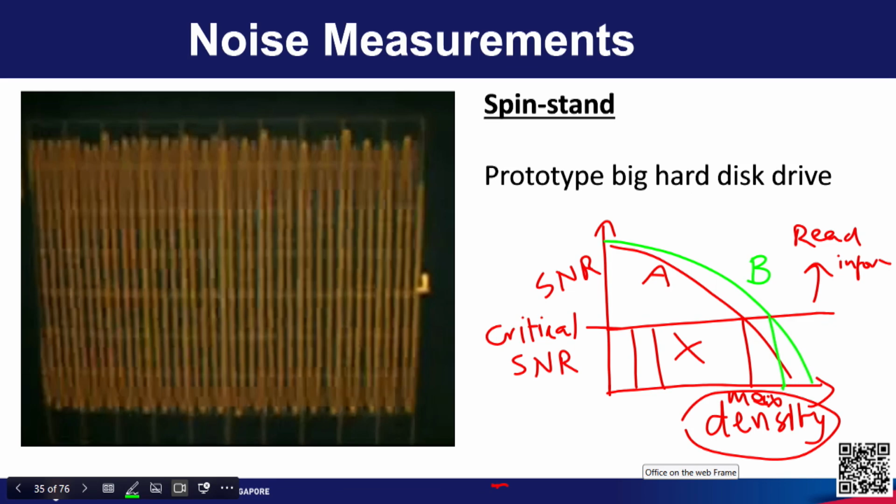So, which one will I choose, A or B? B, right? Because B helps you to store information at high density. So, people do measurements like this to understand how the signal to noise ratio changes as you pack information at different densities. Then they choose the disk that gives rise to high SNR at high density.